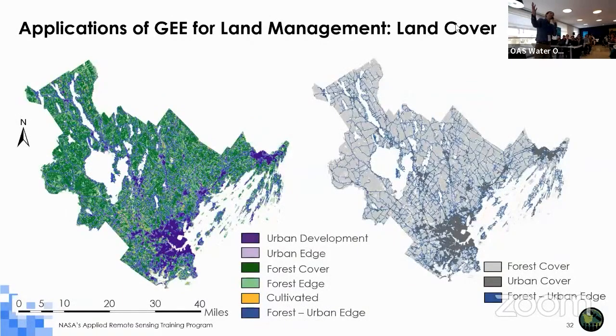And this is just showing an example of using Earth Engine for land cover mapping. In this case, we were using just 3 information classes. In this one, we have 6 different information classes. Next slide.